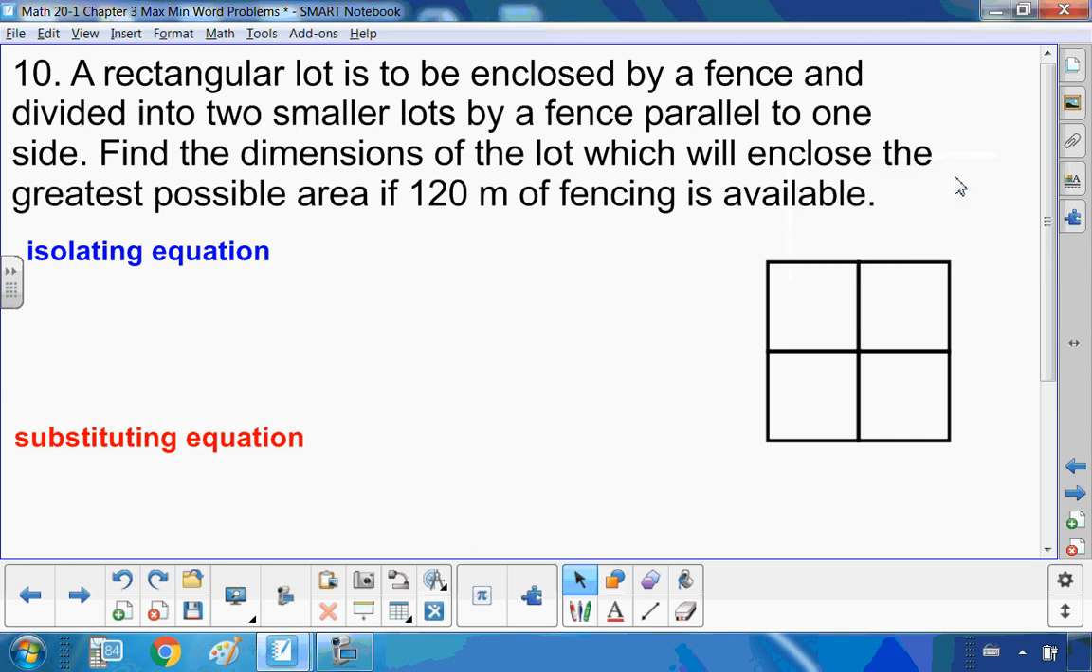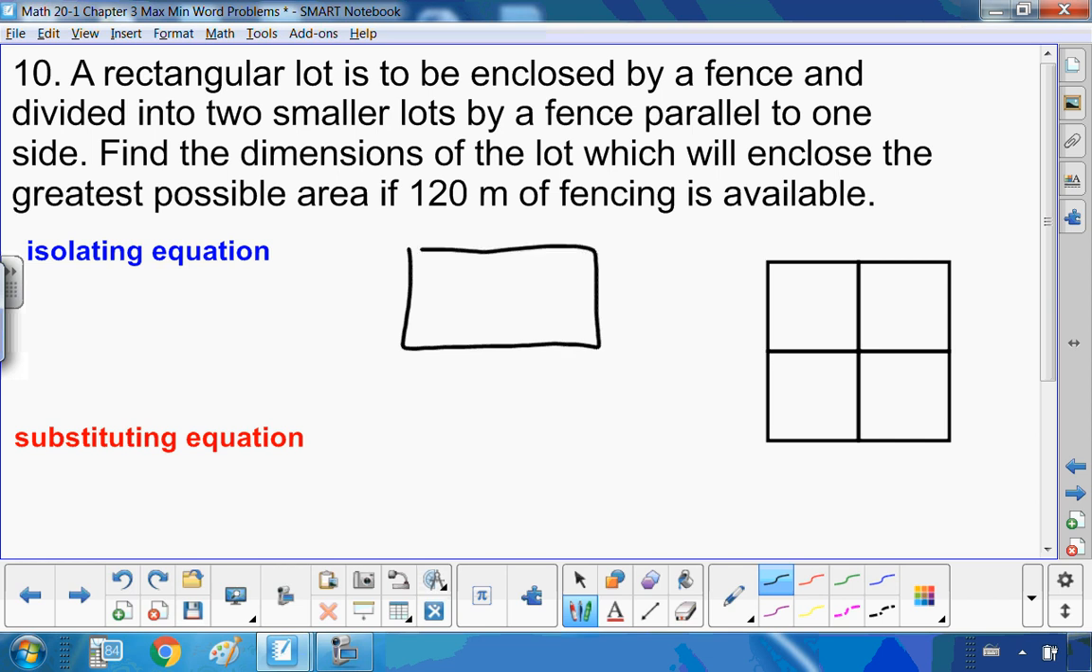Okay, this is another perimeter question with, again, another twist. So we have a rectangular lot that's to be enclosed by a fence. However, it's divided into two smaller lots by a fence parallel to one side. So I could draw it like this, or I could draw it like that, whichever you prefer. I'm just going to stick with this one.